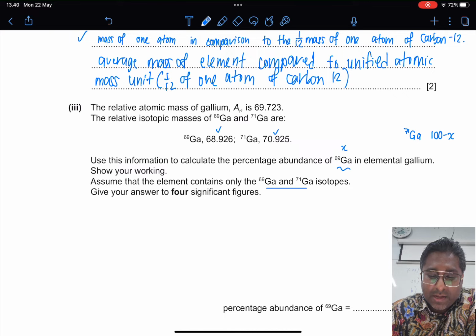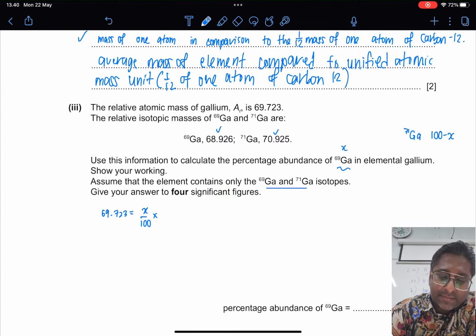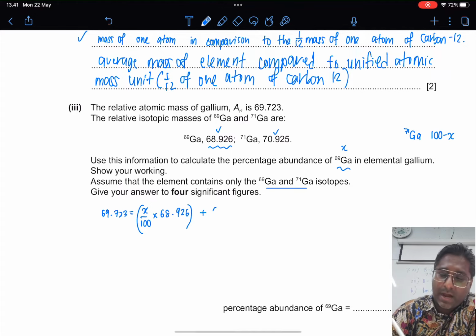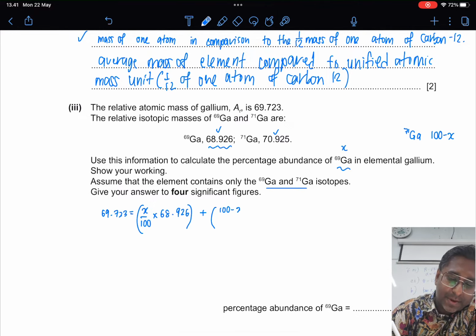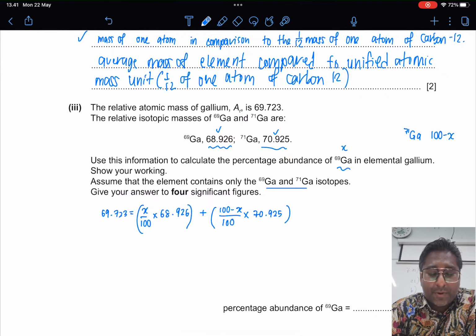Now we are going to calculate. To calculate the relative atomic mass, 69.723, you calculate from the percentages. So it is X over 100 times the mass of gallium-69, which is 68.926, plus 100 minus X divided by 100 times the mass of gallium-71, which is 70.925. What we need to do is find X.